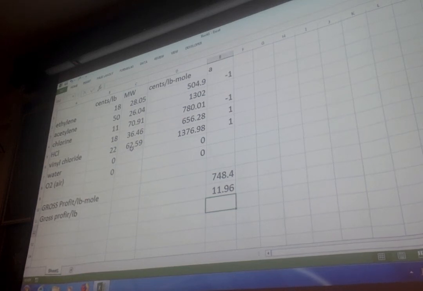Now that's an upper limit, okay? We're going to make a lot less. This doesn't take into account cost of separations, cost of equipment, etc. But if this number is negative, forget it. So let's do B.